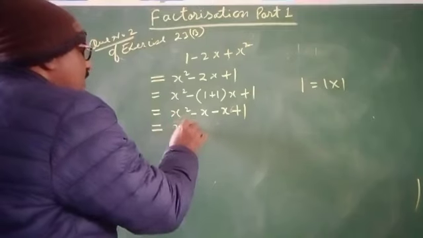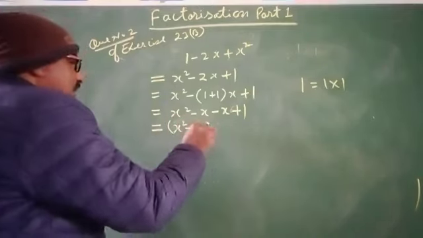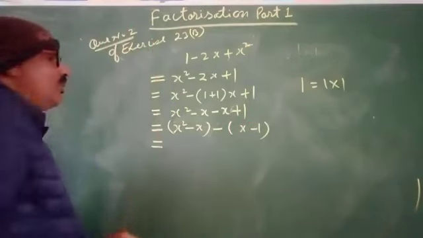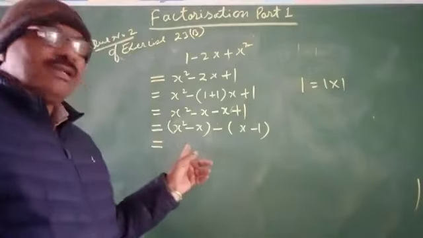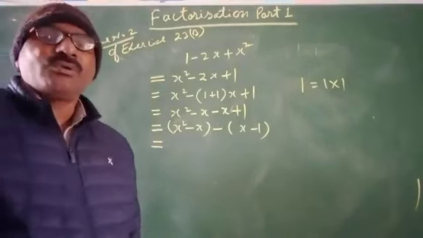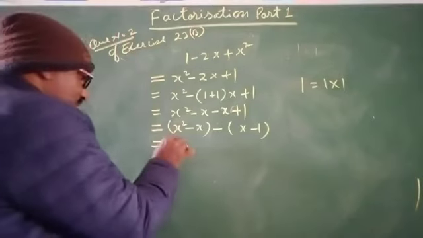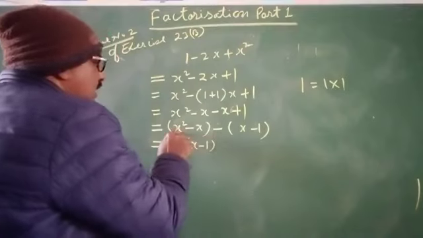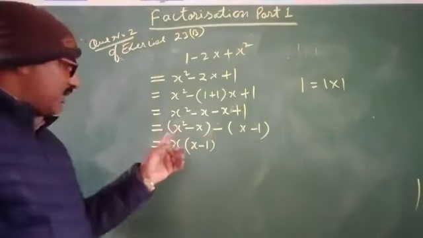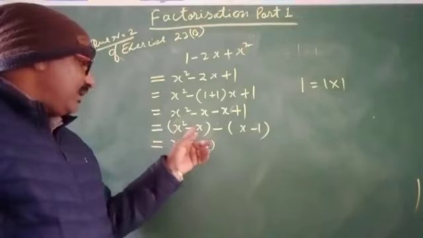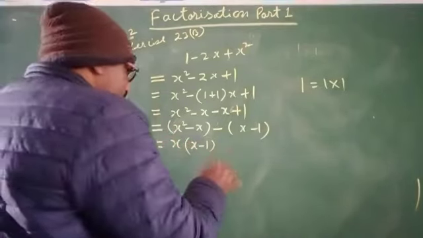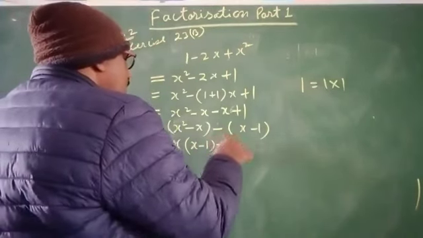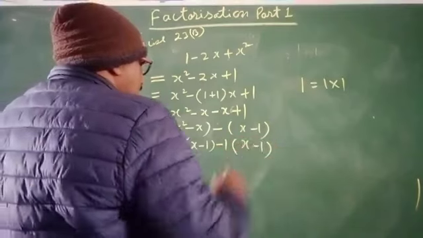here we make a group x square minus x, and here will be minus x minus 1 as another group. So dear student, I see here in this group x is common, so I will take x common, then it will be x minus 1. Here we take x common from this, then you get x, and here will be minus 1. Now here we take 1 common, then it will be x minus 1.